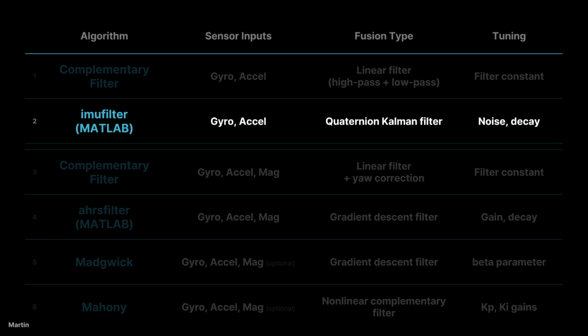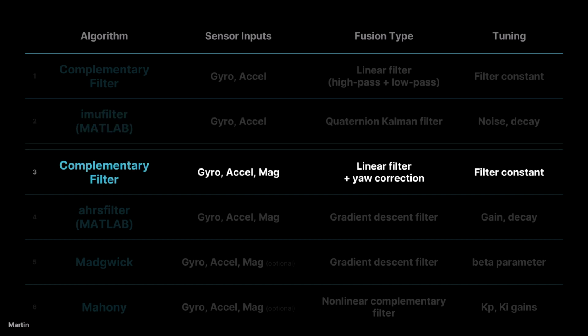Now that we've covered filters using only the gyroscope and accelerometer, let's move on to incorporating the magnetometer for full 3D orientation estimation, including yaw. We'll begin by revisiting the complementary filter, this time fusing data from all 3 sensors: gyroscope, accelerometer, and magnetometer.